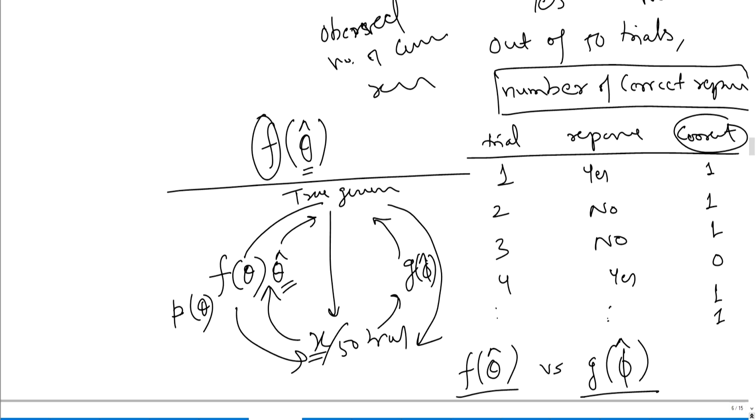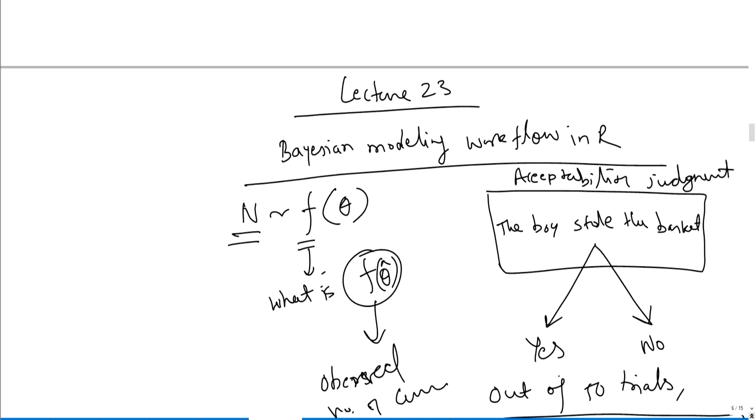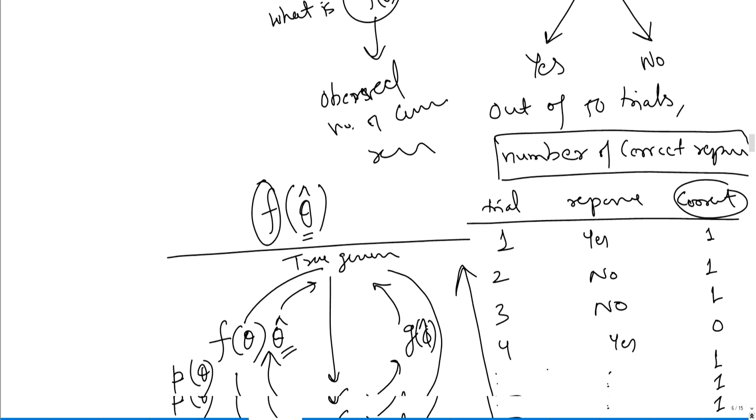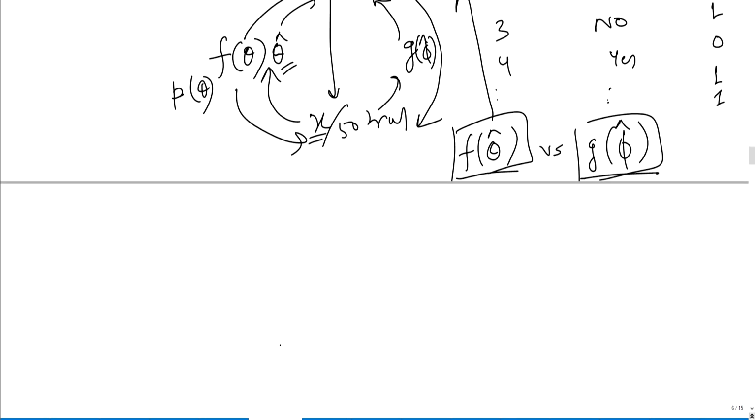Whichever process is more likely, let us say f of theta hat is more likely, we would say that f of theta hat is closer to the true generative process compared to g of phi. Okay. So, this is how we make inference, right. So, what is the whole Bayesian modeling workflow in order to achieve this inference, right.